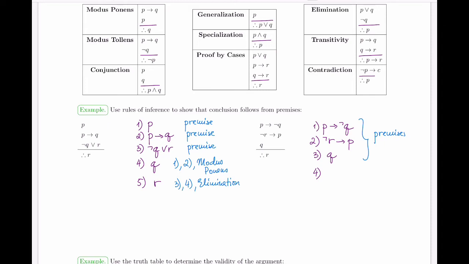So I encourage you to pause the video and try to see if you can apply any of the rules of inference to these premises, and then hopefully work your way towards the conclusion in some fashion.